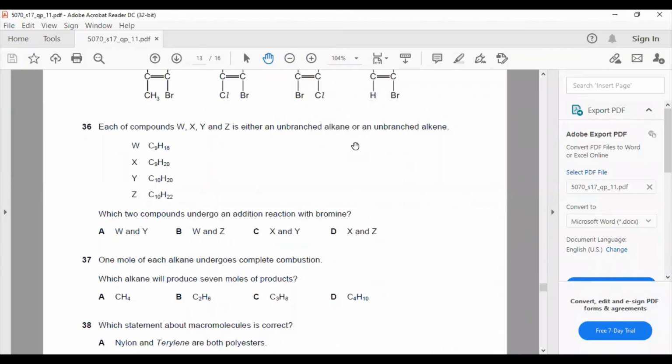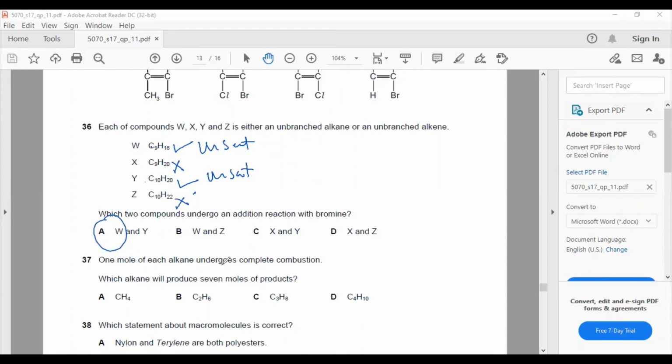36. W, X, Y, Z is each either an unbranched alkane or unbranched alkene. Which two compounds undergo an addition reaction with bromine? This is unsaturated, this is saturated, this is unsaturated, this is saturated. Unsaturated compounds react easily by addition reaction with bromine. A is the answer, W and Y.